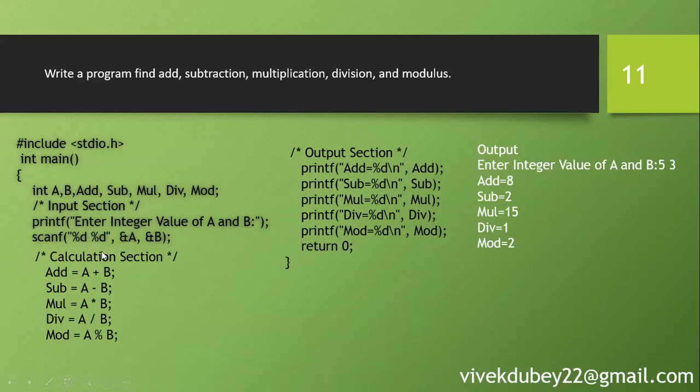Now in the calculation section, all the operations are represented as expressions: add = A + B, sub = A - B, mul = A * B, div = A / B, and mod = A % B. Now in the output section, we should get all results line by line. That's why we are using \n here. So whenever you input 5 and 3, you will get addition 8, subtraction 2, multiplication 15, division 1, and modulus 2.